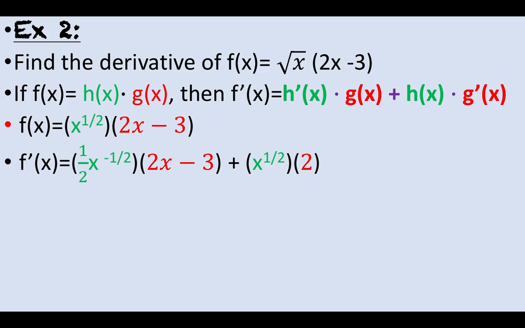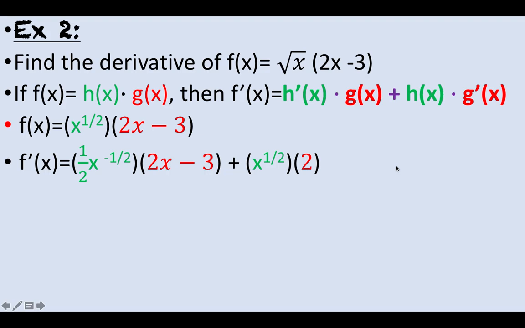All right, it looks like I applied the rule. Notice how I brought down 1/2, and subtracted 1 from 1/2. That's how I got negative 1/2. I kept the second function the same. Then plus, keep the first function the same. Taking the derivative of this red, or second function right here, is just 2.